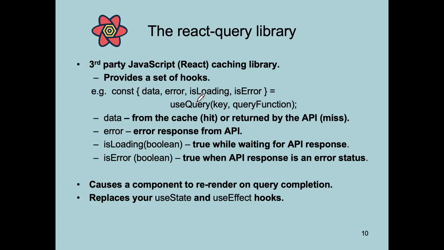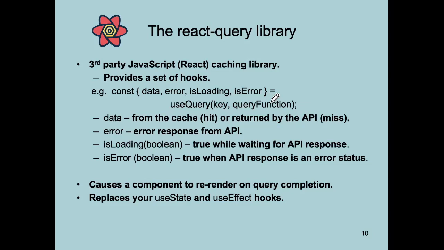And in the useQuery hook, you specify the key of the data that you're looking for. And you also specify what's called the query function. And the query function is something that you write, because React Query obviously doesn't know anything about the nature of the web API that your React app is using. For example, it doesn't know anything about TMDB. So you've got to provide React Query with a function that encodes how it should communicate with the backend. So we've got to write that function and give it to the React Query library.